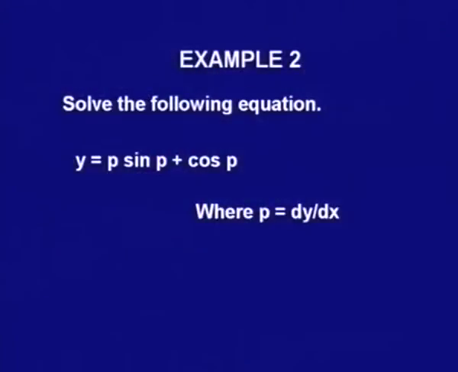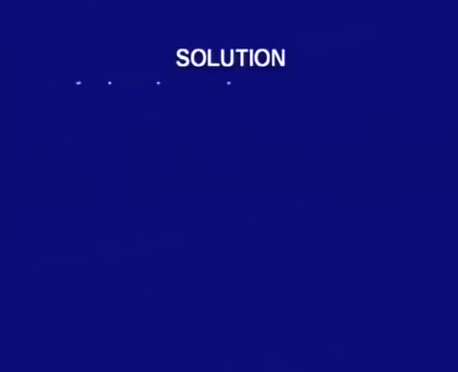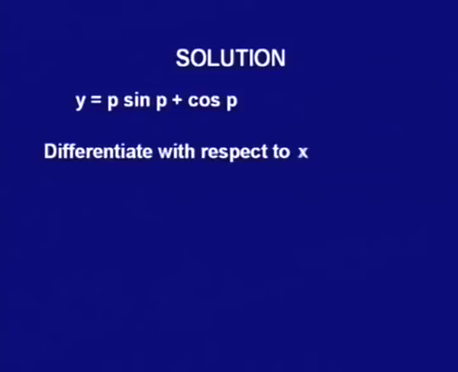To clarify more, let us do one more example. Solve the equation y is equal to p sin p plus cos p. Again here p means dy over dx, that is y dash. See how we are going to solve it. The solution itself is given in the simple form, that is y is equal to p sin p plus cos p. We will differentiate it on both the sides with respect to x. What we would be getting?